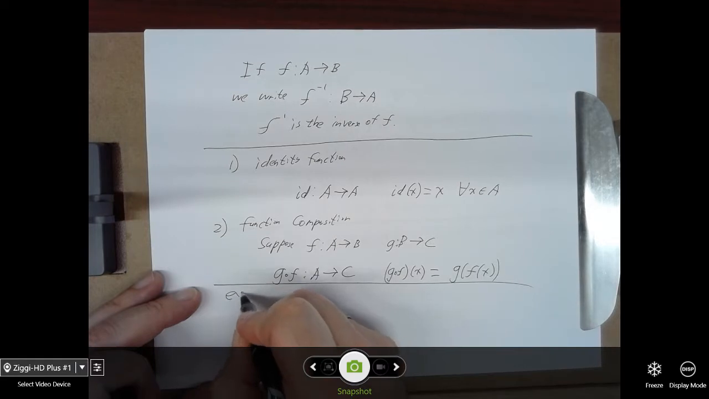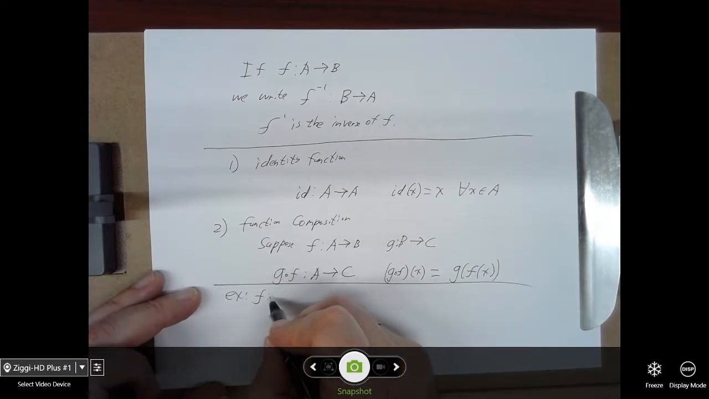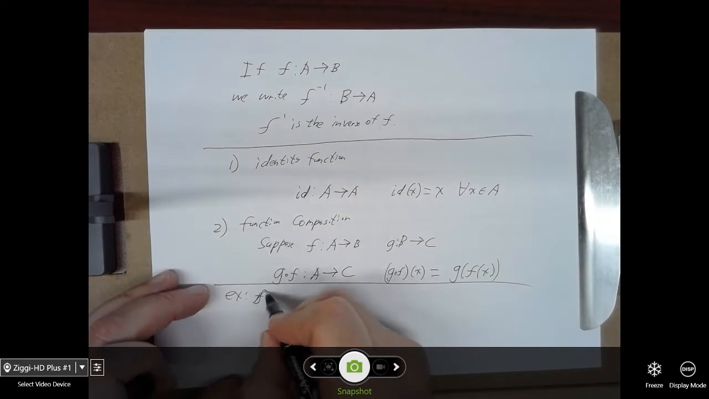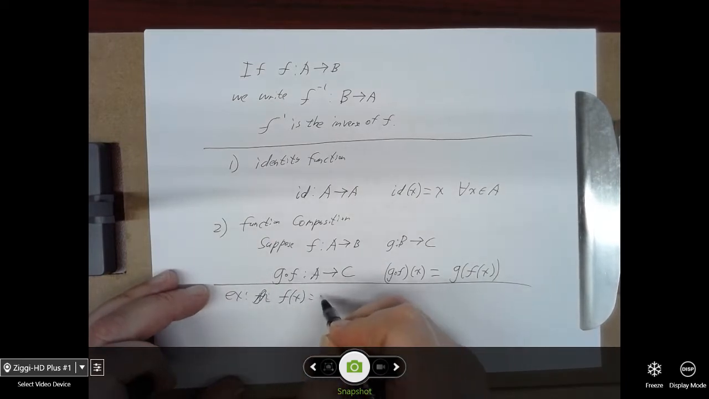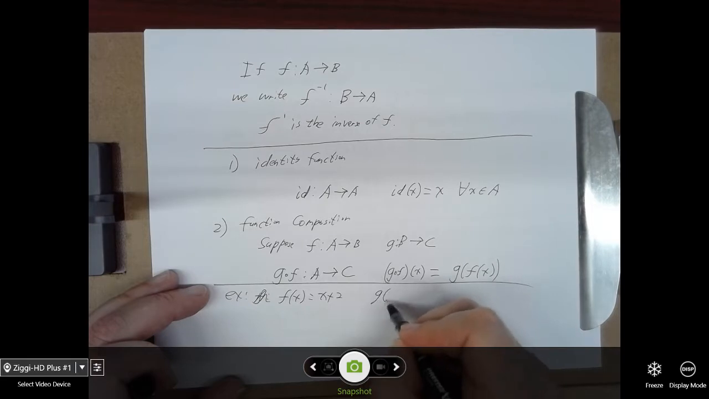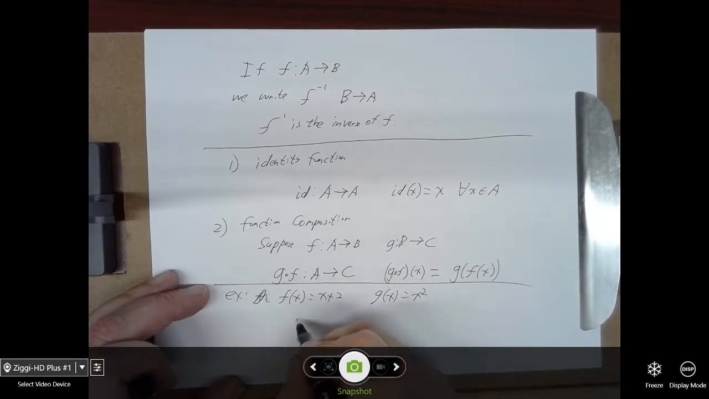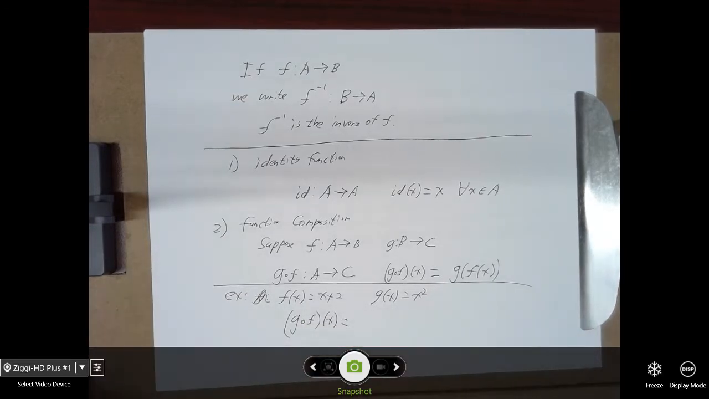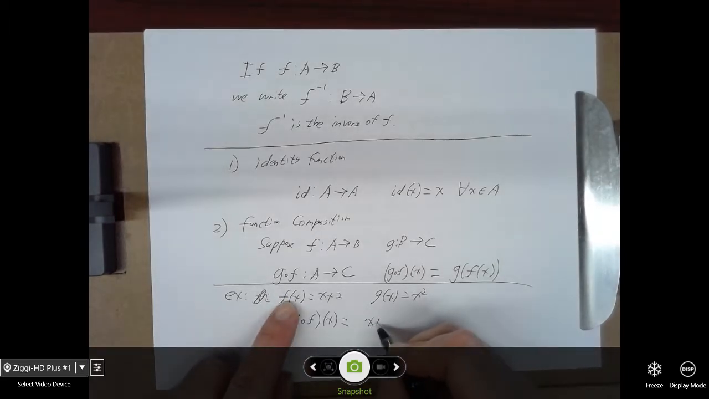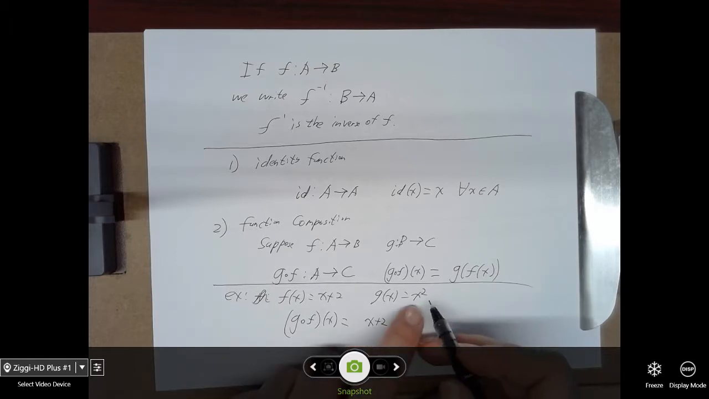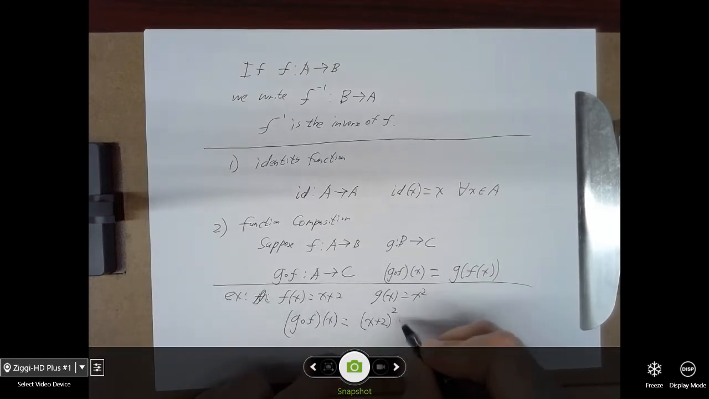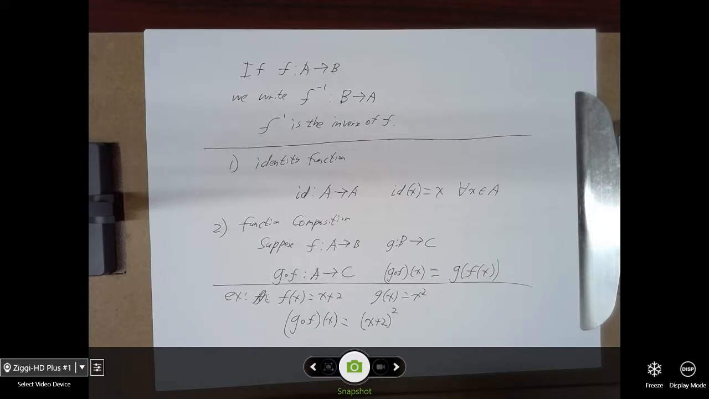So for example, let's just do everything from Z to Z. Suppose f of x is equal to x plus 2 and g of x is equal to x squared. So g compose f of x equals, well, first we take x and we map it under f, which gives us x plus 2. And then we take that result and we map it under g, which gives us this thing squared. Everyone got that? There's homework questions to work on these.